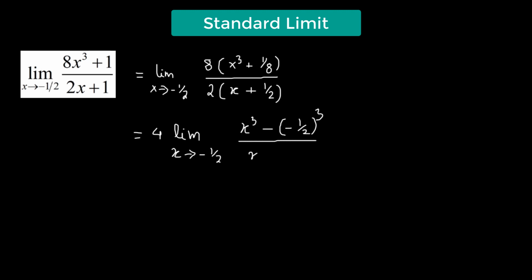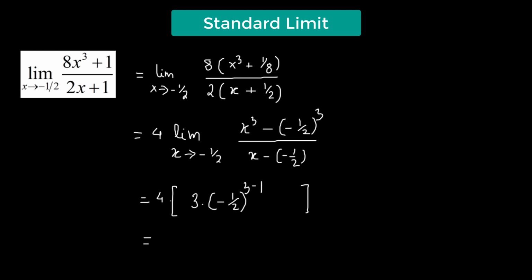And similarly, we have in the denominator x minus negative half. So this now converts the given limit into the standard limit of the form x raised to the power of n minus a raised to the power of n over x minus a when x approaches a. So here we have n value equals 3 times a, which is negative half raised to the power of 3 minus 1.